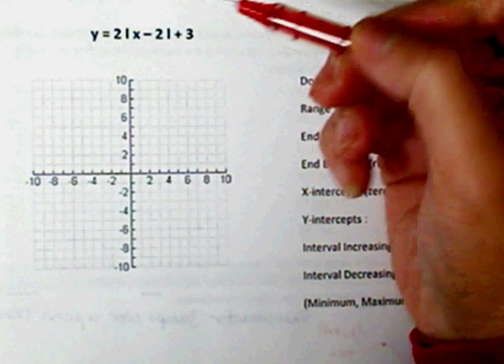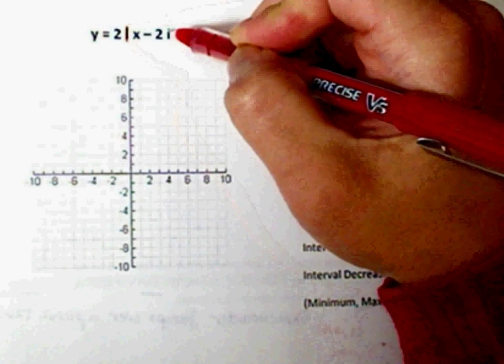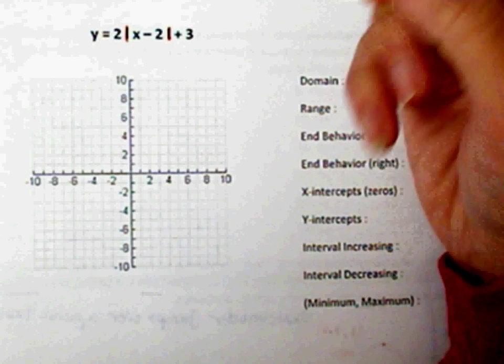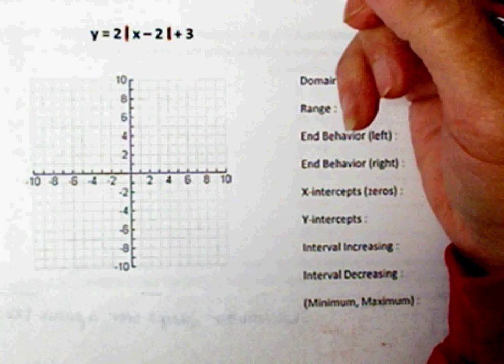Now, do you know it's an absolute value? Because you have these lines that's going straight up and down, and that's how you know it's an absolute value. And to graph, you know your absolute value is going to look like a V.